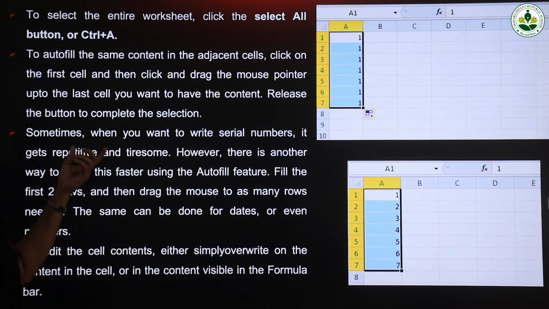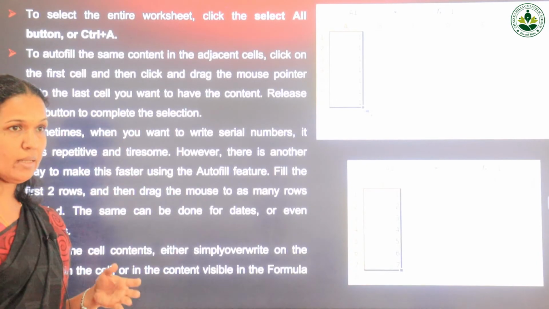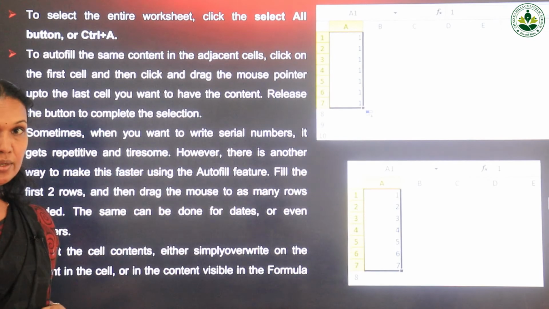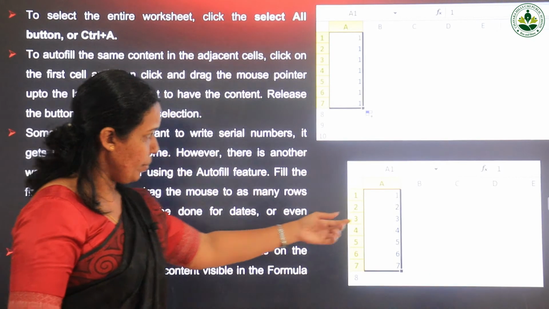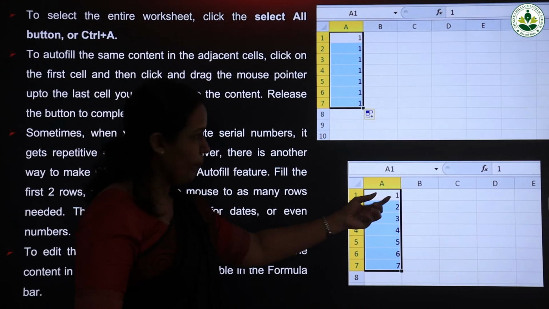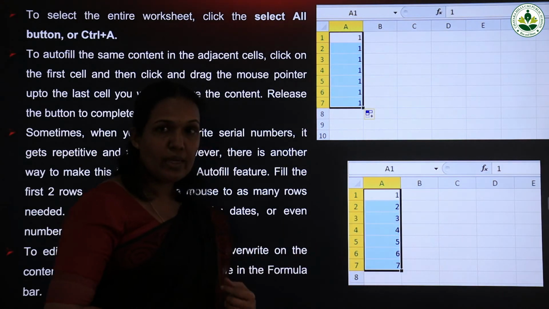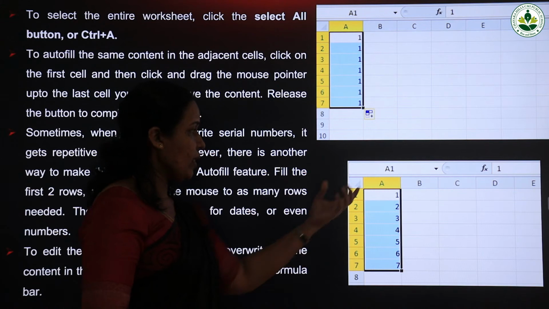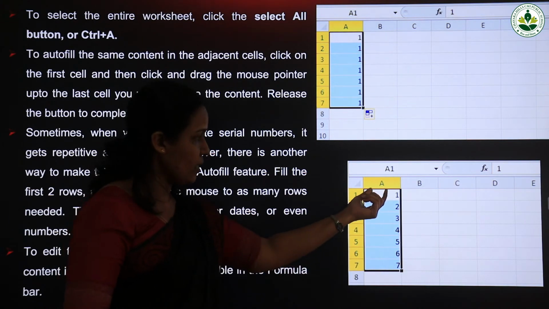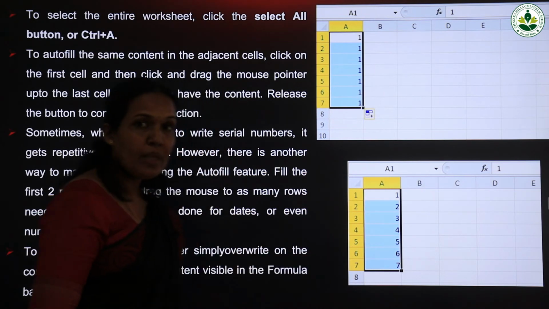Then sometimes when you want to write serial numbers, for example when you are writing the names of some students, there is no need to type the serial numbers 1, 2, 3 in order. First you type 1 in the first cell, then type 2 in the second cell, then select these two cells and click and drag the mouse. That will create a series of numbers. If you want to give dates, in that case also give data in the first two cells, then click and drag the mouse, and that series will be created.